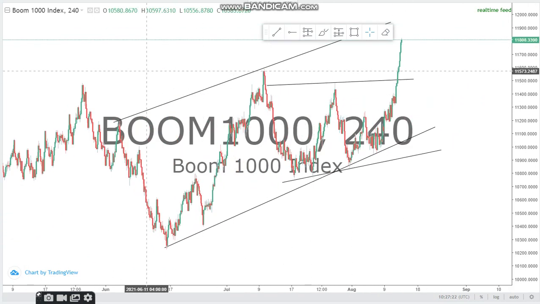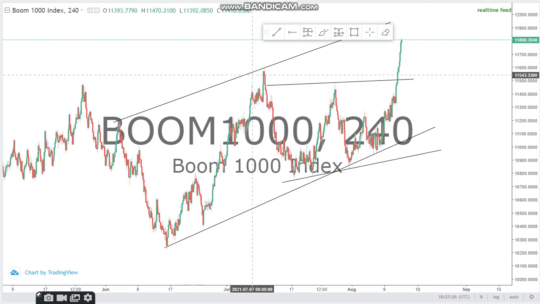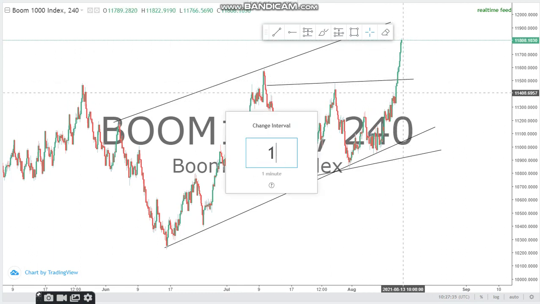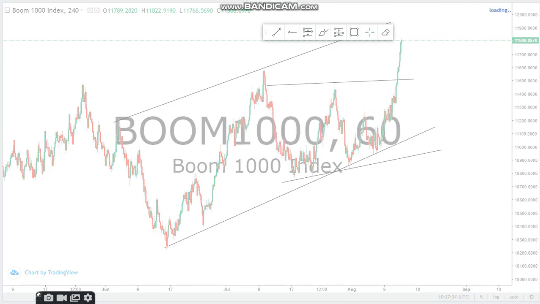Here, if you check, this was supposed to be our third touch, but it did not happen. That's when the market broke the structure. So now let's go to the 1 hour time frame and have this on a much clearer view.